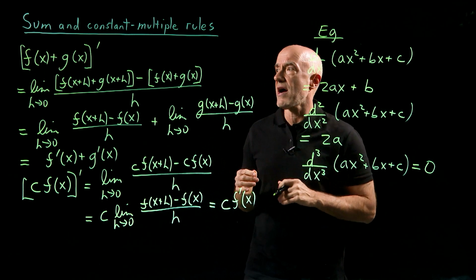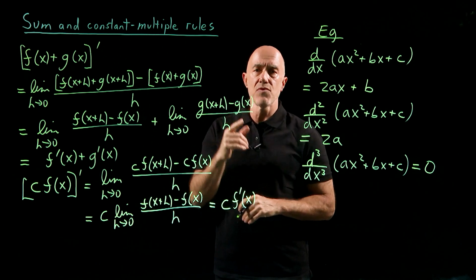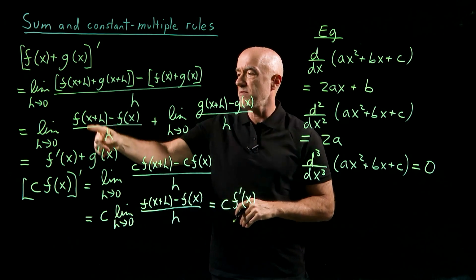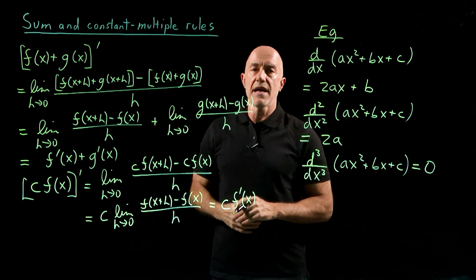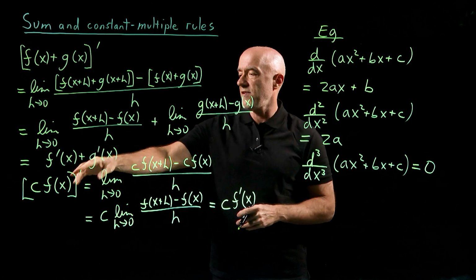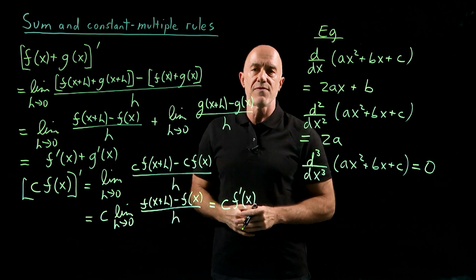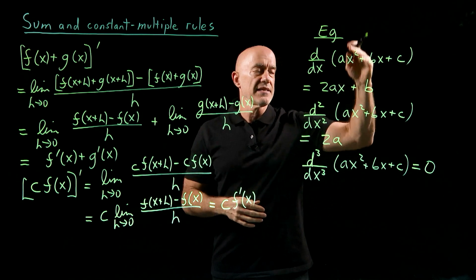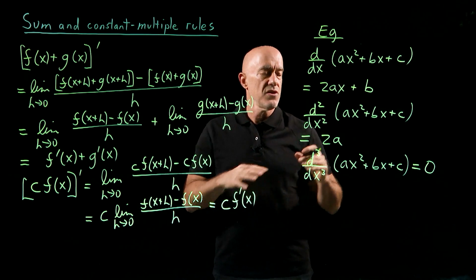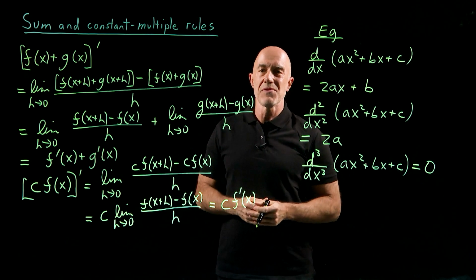So let me summarize. I've derived the sum rule. The sum rule is that the derivative of the sum of two functions is the sum of their derivatives. And I've derived the constant multiple rule, which is the derivative of a constant times a function is a constant times the derivative of a function. As an example, we took the derivative of a quadratic polynomial. You now know how to take the derivative of any polynomial.